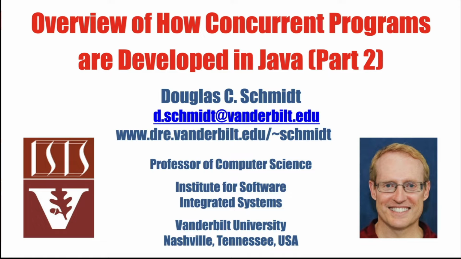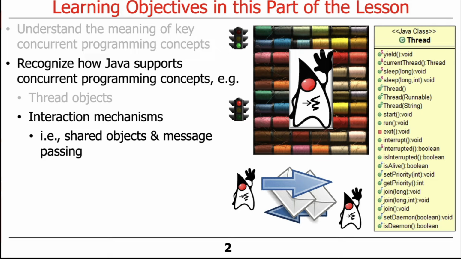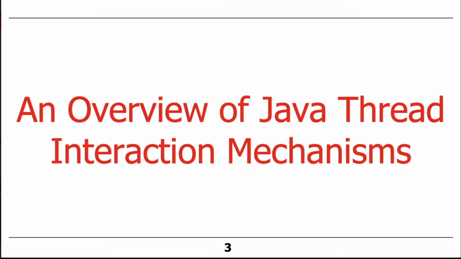So now that you've had a chance to see how Java threads are designed, a little bit of how they're documented, and how they are being evolved and improved in Java, let's talk a bit about another dimension of how concurrent programs are developed in Java. And this will have to do with so-called interaction mechanisms. We'll talk about shared objects, which are also known as synchronizers, and message passing.